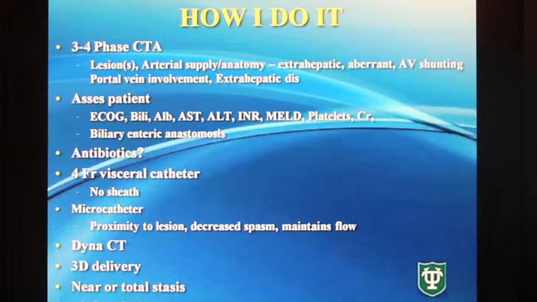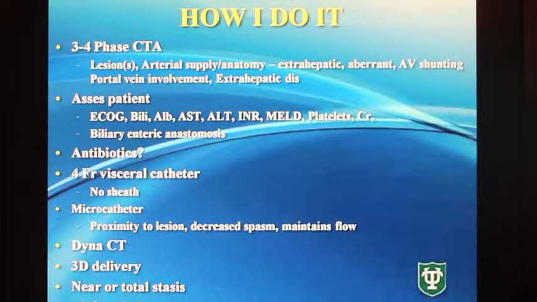Well, we start with the three-phase CT scan, which obviously diagnoses the patient, but looks at the number and size of the lesions. We look at the arterial supply, the anatomy, whether there's extrahepatic supply, aberrant vessels, AV shunting, portal vein involvement, or extrahepatic disease.